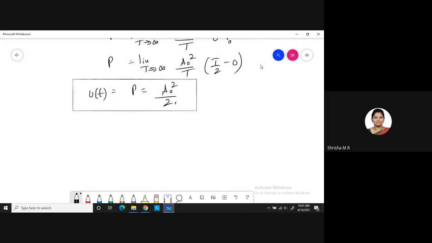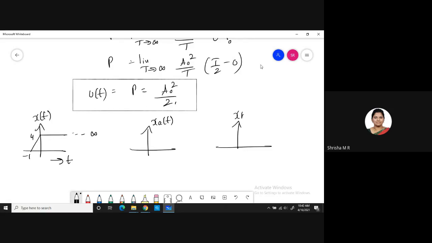So I'll just give you an example. Find the power of this signal x of t. So this is minus 1, amplitude is 4, and this goes on up to infinity. So how do you find power? Split this waveform as xa of t and xb of t. My xa of t is a signal from minus 1 to 0 with amplitude 4, and xb of t is a unit step from 0 up to infinity. So what is the power of this signal xa of t?